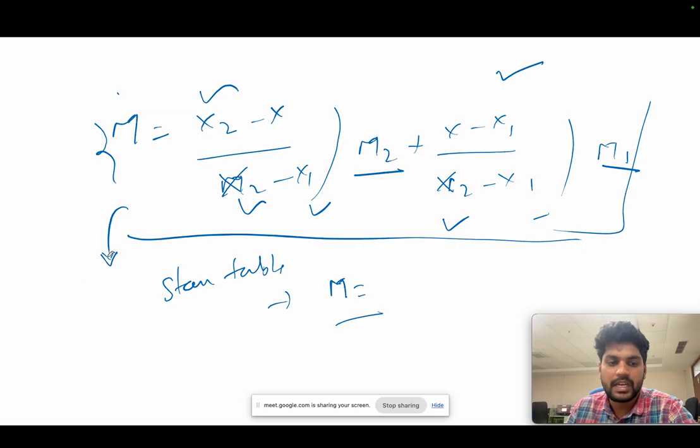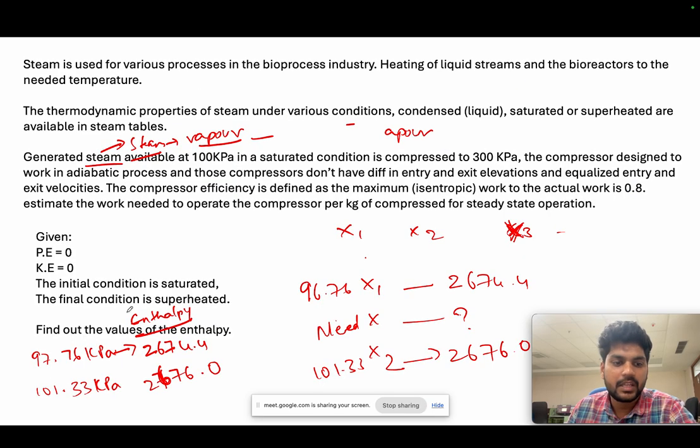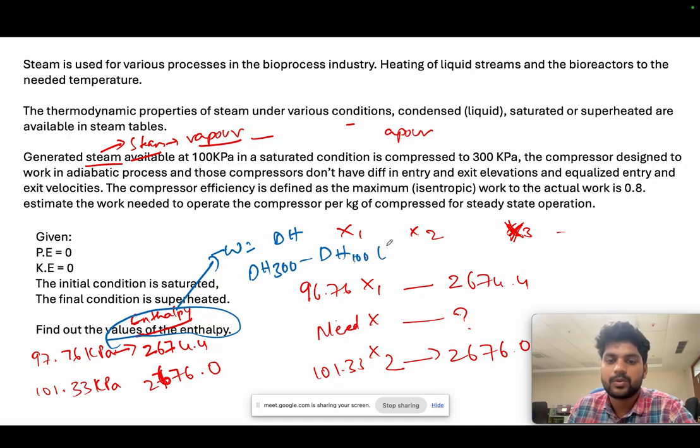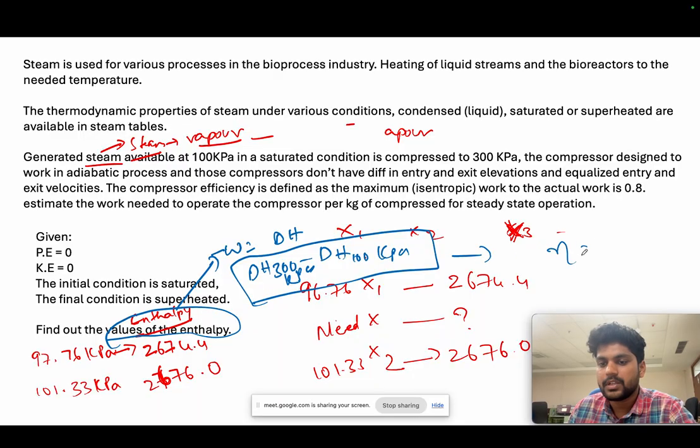So in this way you will calculate the enthalpies. Okay, so once you calculate the enthalpy, you will get the values of enthalpy. Once you get the values of enthalpy, you know that work is nothing but delta H. So delta H at 300 minus delta H at 100 kilopascal. So this is the one value which you will get, and this is the isentropic work which you will get.